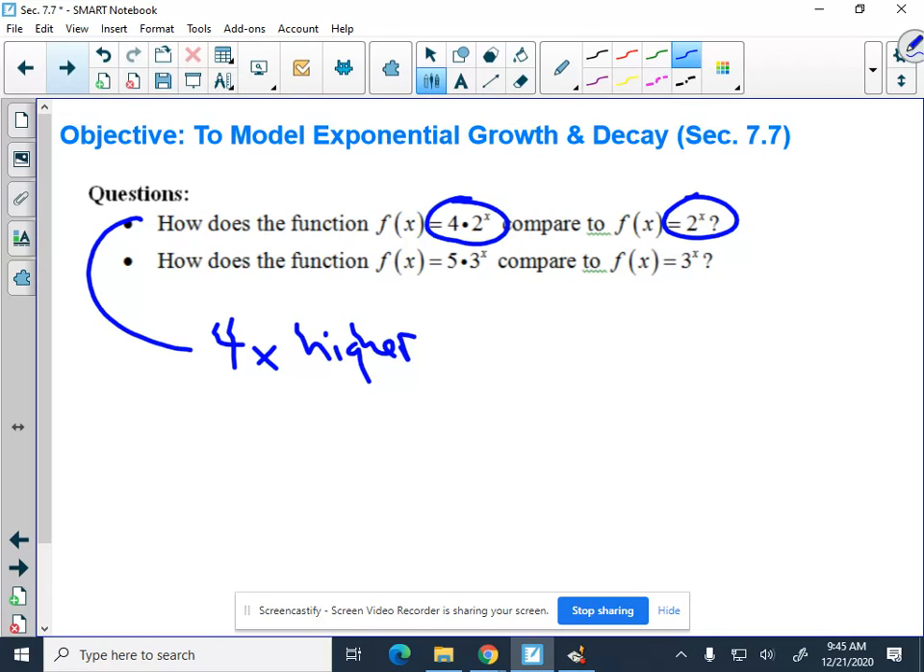How do you think this one would compare to that one? 5 times higher. That's it. That's just making the connection. It's 5 times the amount, 5 times the height. Okay?